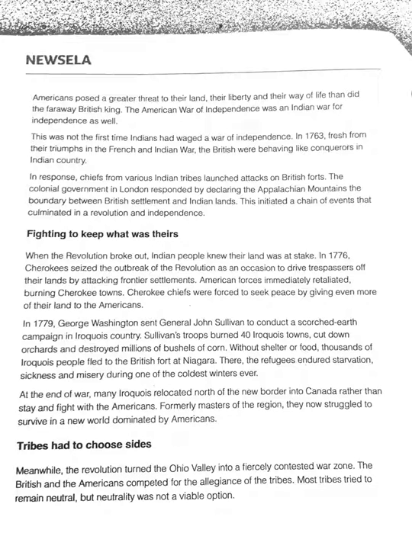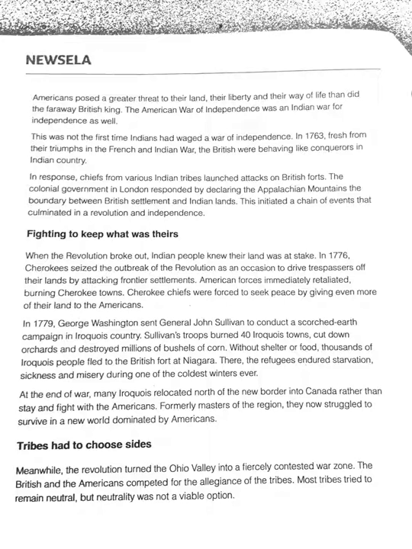Fighting to keep what was theirs. When the revolution broke out, Indian people knew their land was at stake. In 1776, Cherokee seized the outbreak of the revolution as an occasion to drive trespassers off their lands by attacking frontier settlements. American forces immediately retaliated, burning Cherokee towns. Cherokee chiefs were forced to seek peace by giving even more of their land to the Americans.